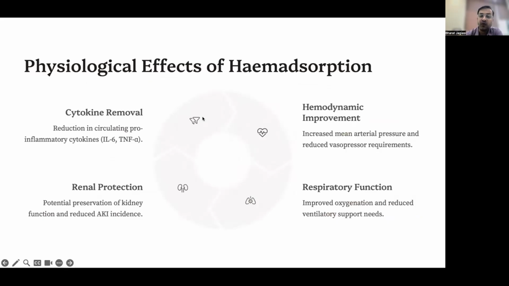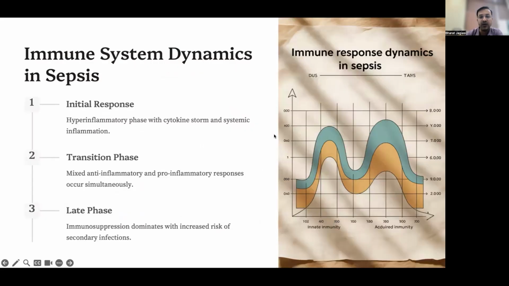And what do we anticipate out of this? Of course, there's cytokine removal, so it controls the storm very well. And we tend to achieve hemodynamic improvement by increasing the mean arterial pressure and reducing vasopressor requirement, which will improve end organ functions. In respiratory terms, it will improve the oxygenation and reduce ventilator support. And in terms of renal, it will potentially help in preservation of kidney function and reduce the incidence of AKI. This is what we look into.